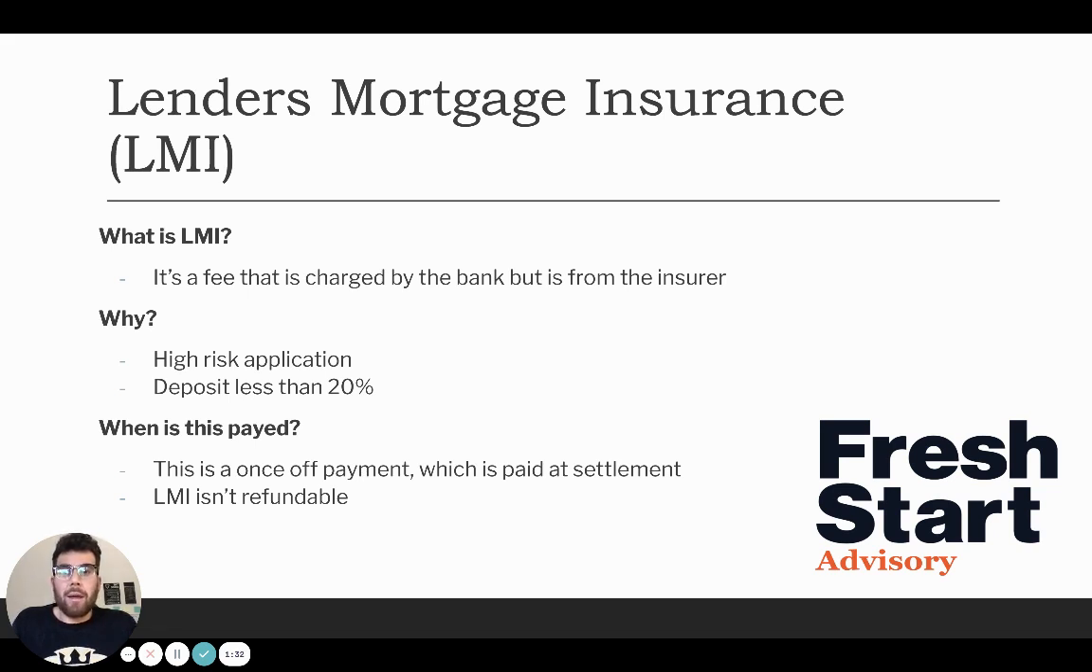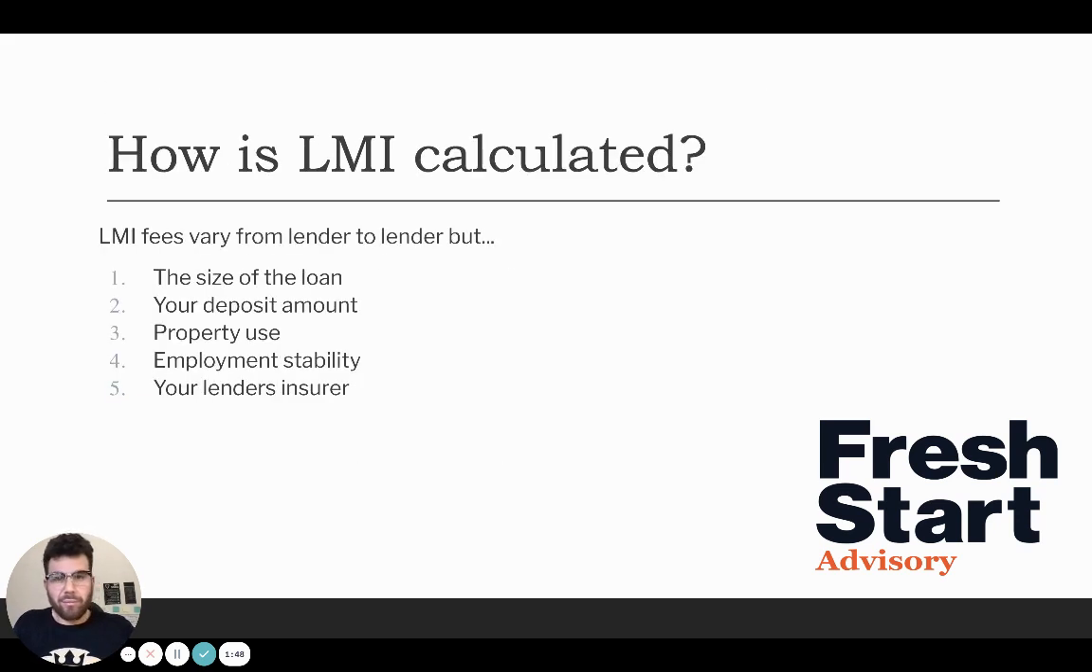Even when you start paying down your home loan and you've paid over 20% of that home loan, you're not going to get reimbursed for the LMI fees you did pay, because it goes straight to the insurer, which the banks use to insure them when they're lending out money.